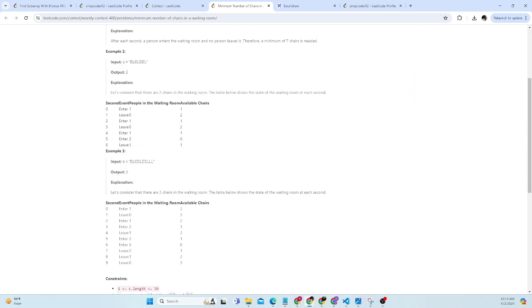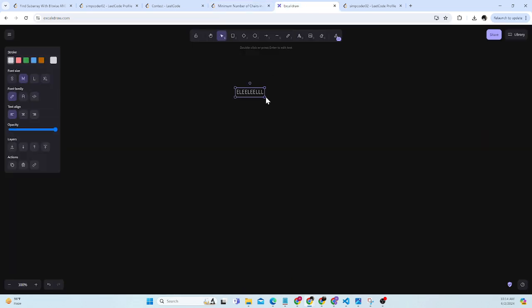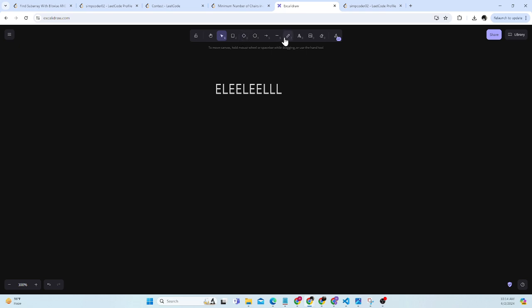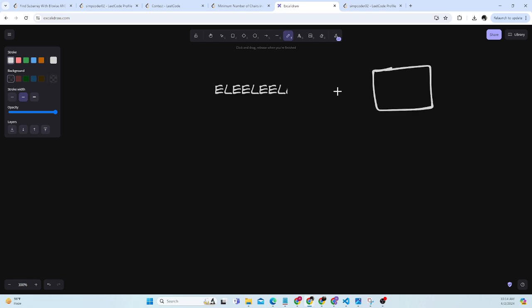Okay, so let's start. What does this problem say? Let's start with this example. So we have a string s. Now this string s contains two types of characters. One is e and one is l. E means a person will enter the room. Let's say this is the room. So e means a person will enter the room.